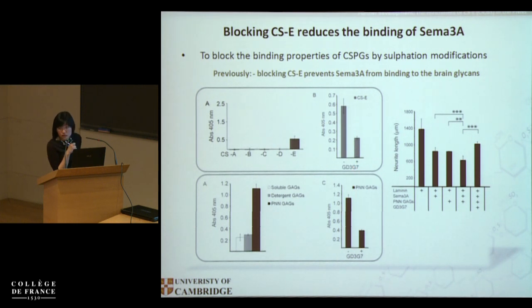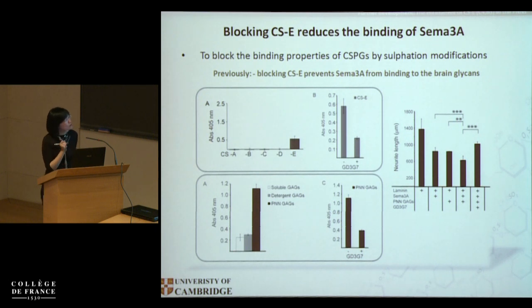Using our extraction method, looking at the glycans in the soluble fractions against the perineuronal net fractions, and doing exactly the same ELISA, we have shown that semaphorin 3A binds very specifically to the glycans we isolated from the perineuronal net, but not as strongly to the detergent glycans. Again, this binding can be inhibited using the anti-CSE antibody.